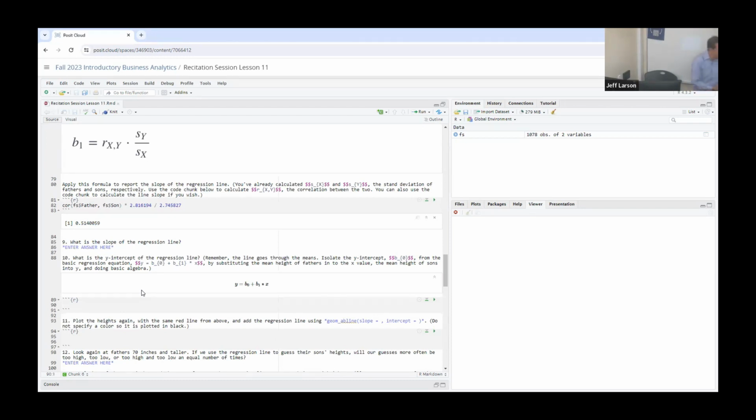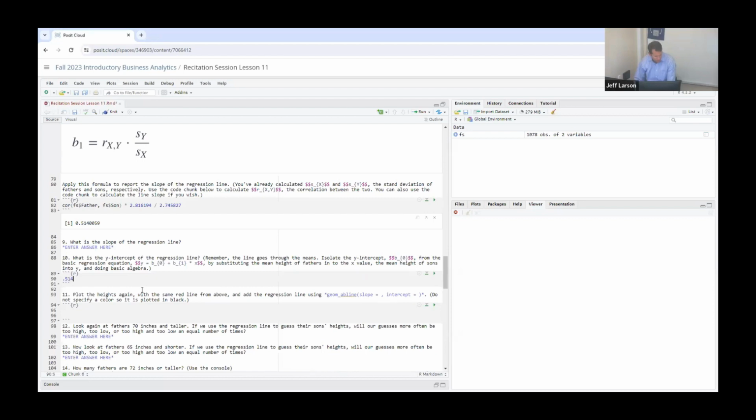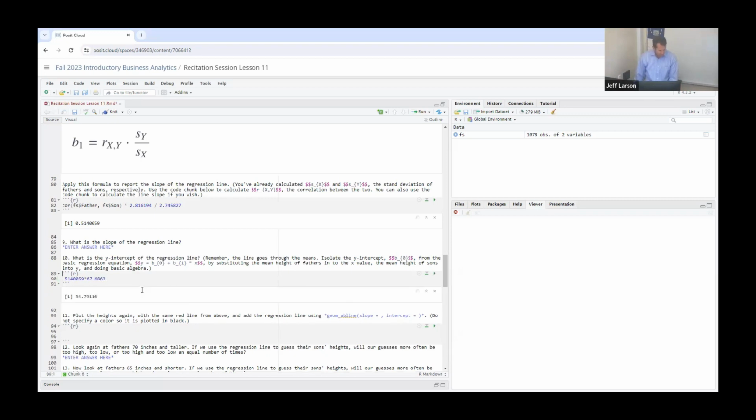So to find the intercept, all we need to do is start with our multiplication on that side. 0.5140059. Remember, I've told you, you can do basic math in R. So let's do the basic math here. Times 67.6863 is 34.79, and we want to subtract that from 68.68423.